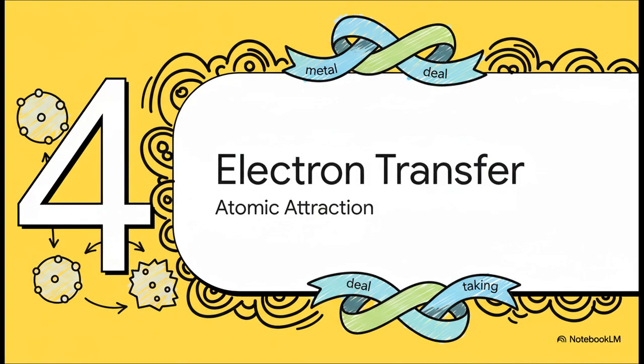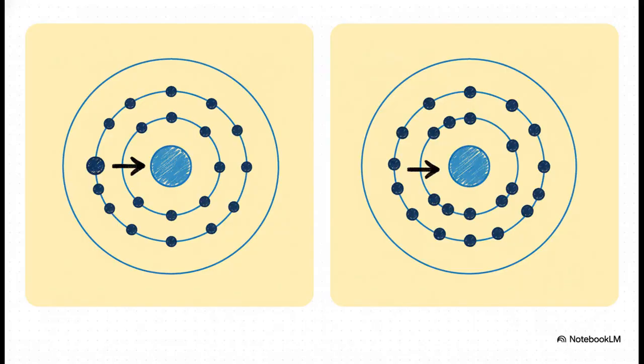All right, let's zoom all the way in, down to the atomic level. So what happens when a classic metal comes face to face with a classic non-metal? You might think it's a battle, but it's really not. It's more like a negotiation, a powerful transaction based on giving and taking. Let's take a perfect example: sodium and chlorine, the two atoms that team up to make your table salt.